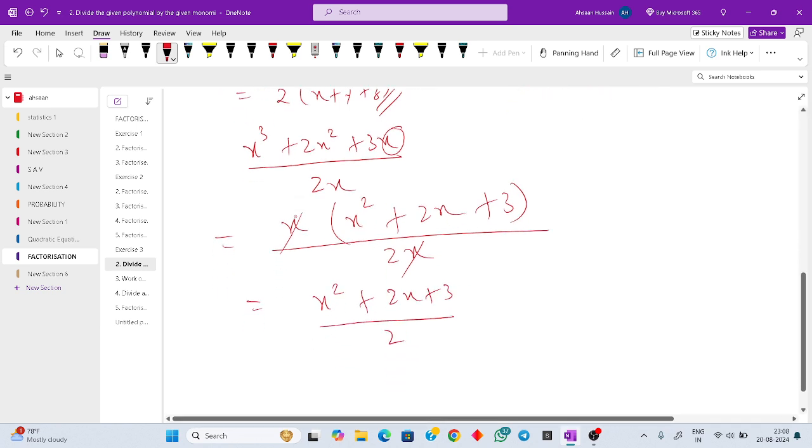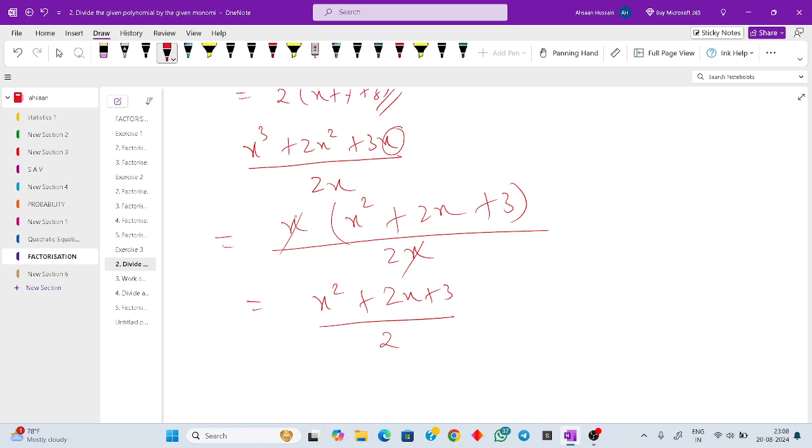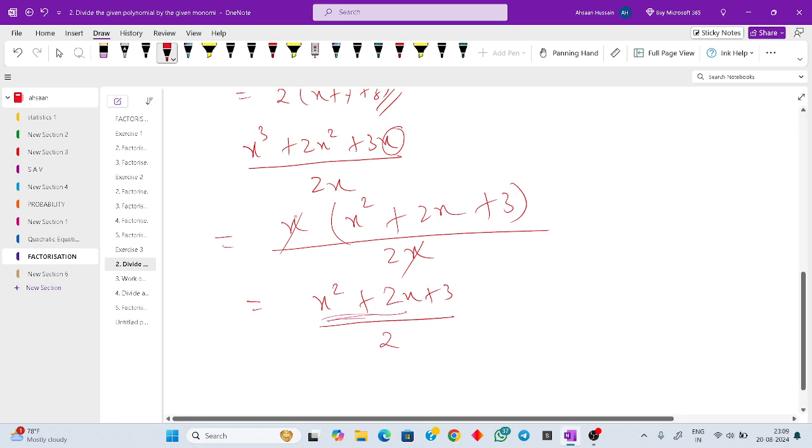Now, don't cancel this and this, okay? Never do this because these two terms are not getting multiplied. We can cancel only if the terms are in the form of multiplication. But this is in the form of addition, so we cannot cancel these two. Okay, this is our answer.